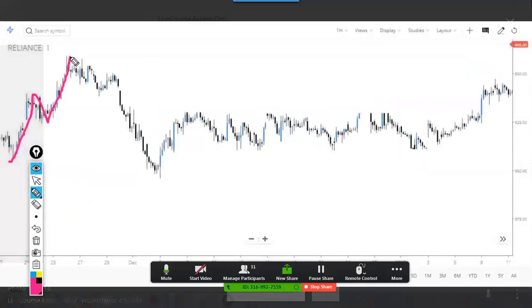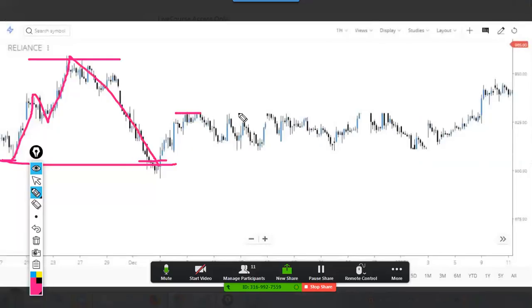One, two, three, and then coming back down. So this is the flat market structure we have. And then again, this is a longer, bigger flat market structure. And this is a smaller flat market structure.